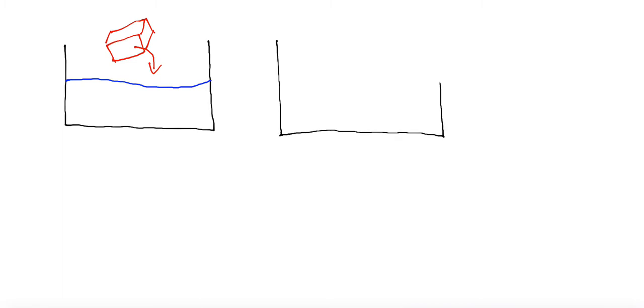Okay, and we have an object, a block or something, which will be placed in the water. So what happens? Now, when the object is immersed in the water at all, the level of the water is no longer the same, because the object occupies some space.